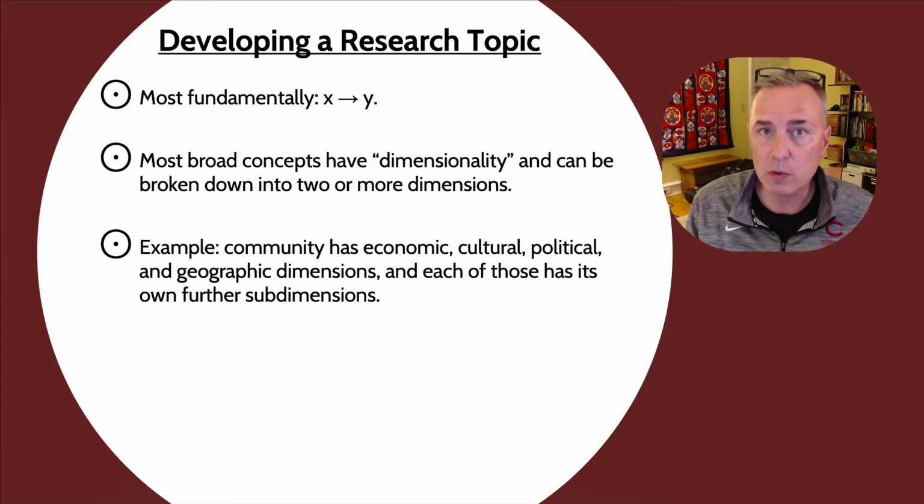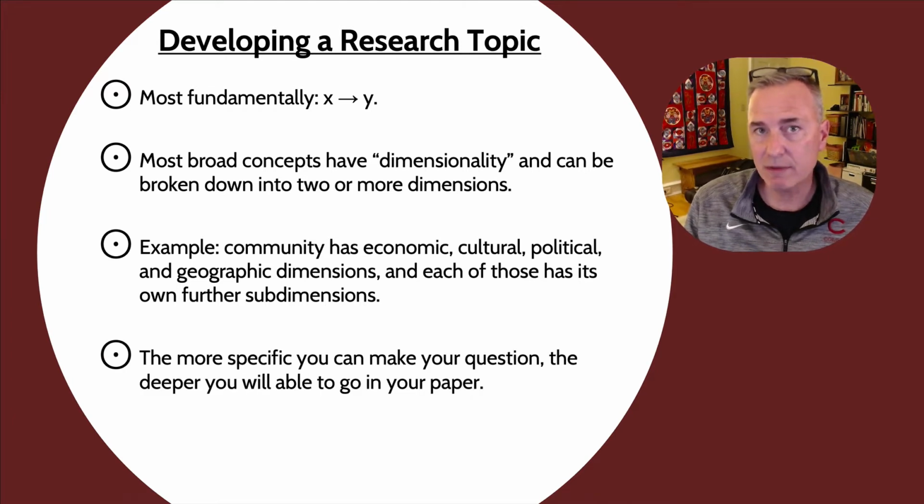And then in turn, each of those dimensions can be broken down further into subdimensions so that, for example, the economic dimension of community could include things like jobs, could include things like transportation, especially transportation between different businesses. It could include things like social networks that help people find jobs or employment or connect business owners together in associations. So under each of those dimensions, we can further break it down, and the more specific we can make those dimensions and the relationship between them in terms of our question, the deeper we can go in terms of the analysis that we'll do in our paper.